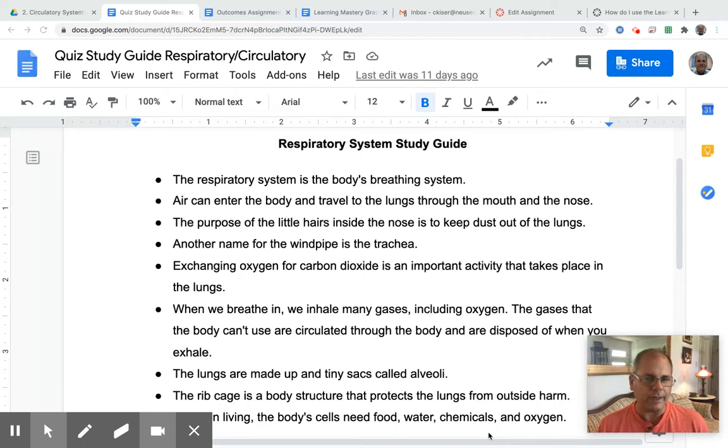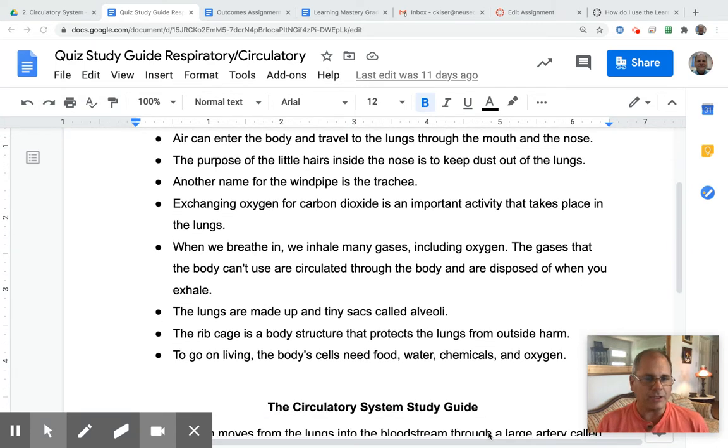We already know that. The purpose of the little hairs inside the nose is to keep dust out of the lungs. And that's one of your body's first defenses against dust and those kinds of things. Another name for the windpipe, which is right here, is your trachea. Say trachea.